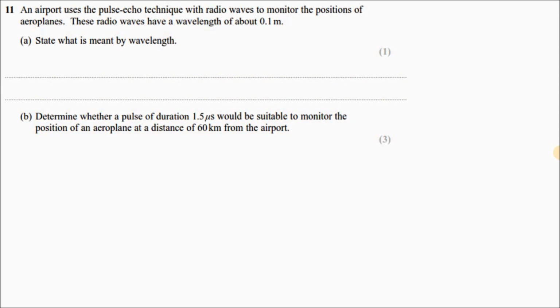So wavelength is the distance between two consecutive peaks or troughs, or you say the distance between two such consecutive points which are in same phase. So that's how you can write. The distance between two such points which are in same phase would be the wavelength.